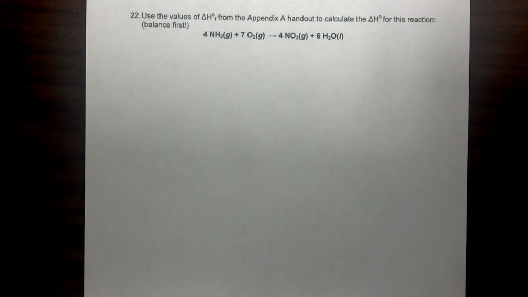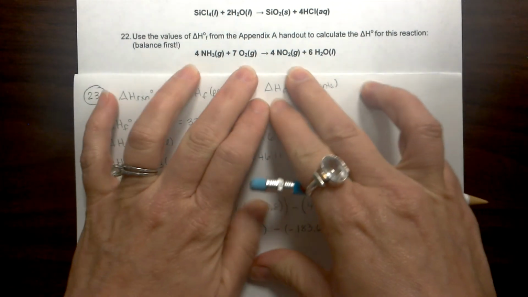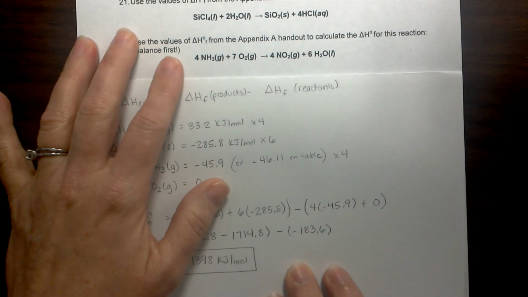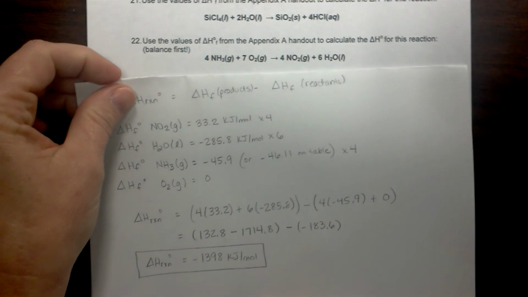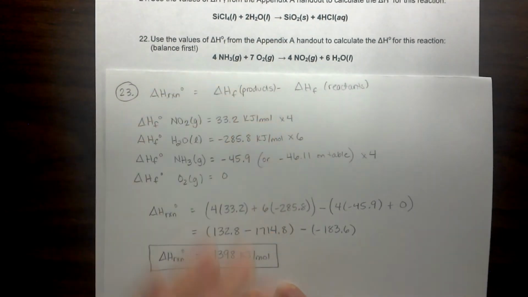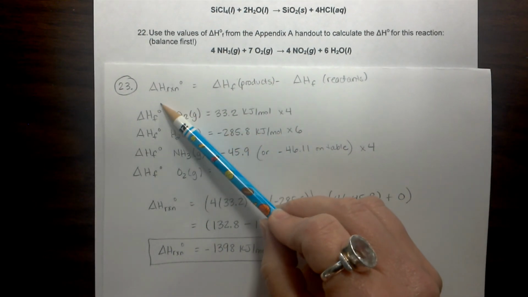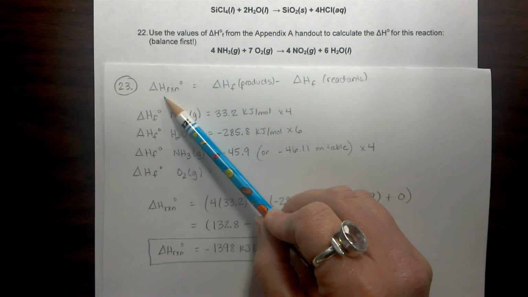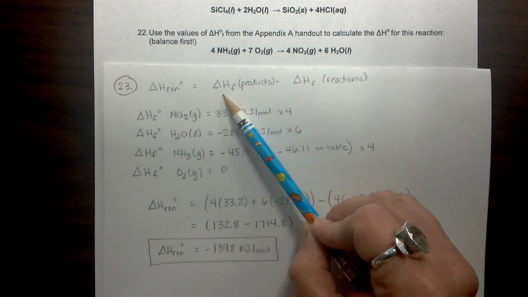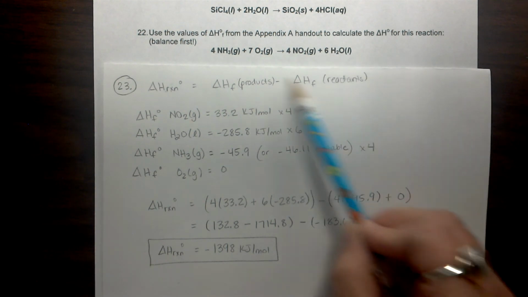All right, so let's look at the next one. It's a similar one, then we'll be done. Okay? So we're going to assume that this is balanced and use this reaction the way that it is. I'm not sure if it is, but we're just going to assume that. Okay, we're using the same formula. The standard heat of reaction is going to be the heat of formation of the products, which are over here, minus the heat of formation of the reactants.